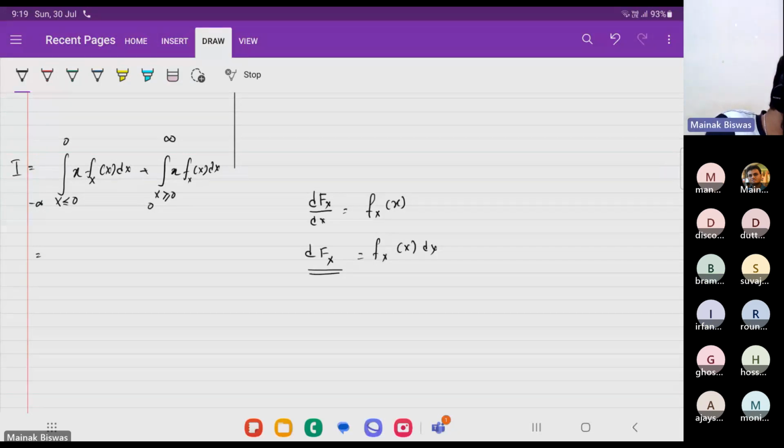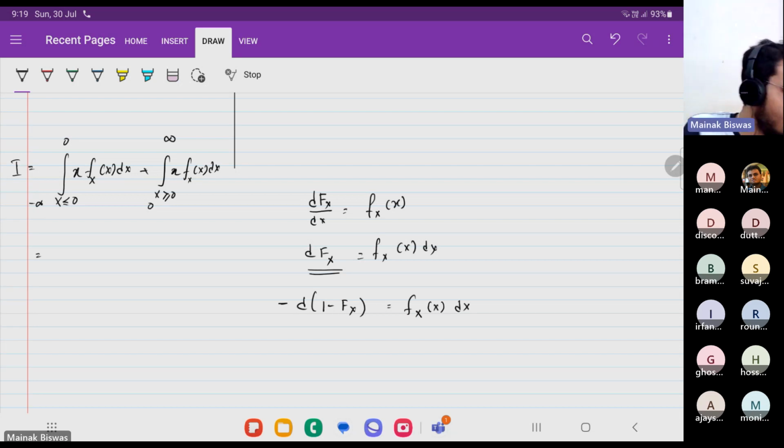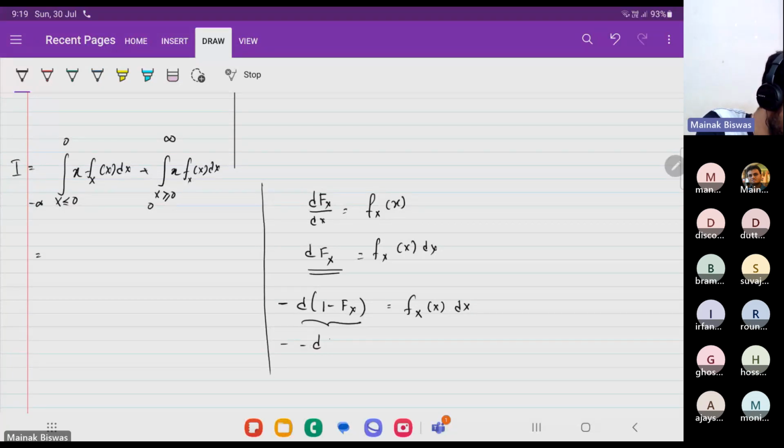So also you can write d of (1 minus F(x)) as minus f of x, yes or no? Why am I writing this? It will become very evident. This is also true. If you differentiate this, you will get minus of f of x. So that's why both are equivalent. So one of these I will replace by this, and one of these I'll replace by this.